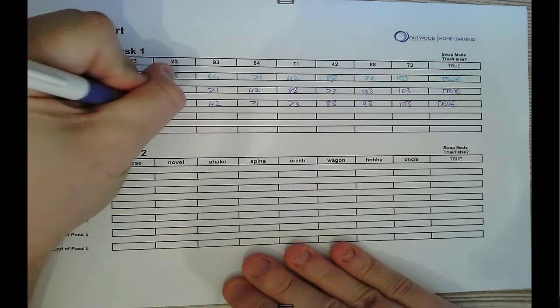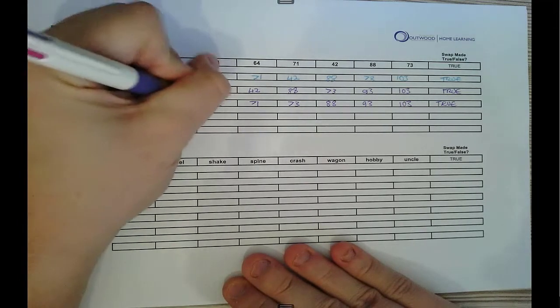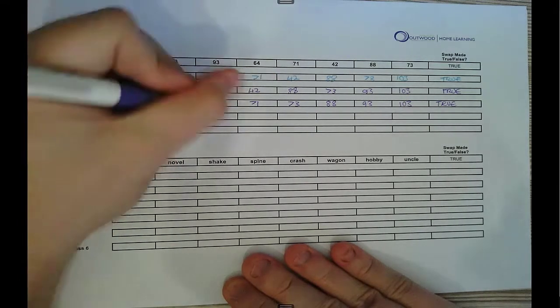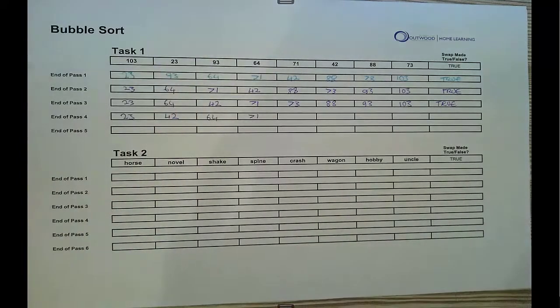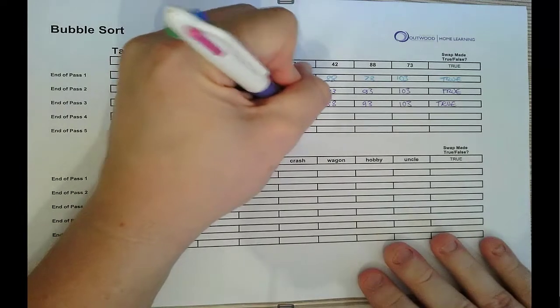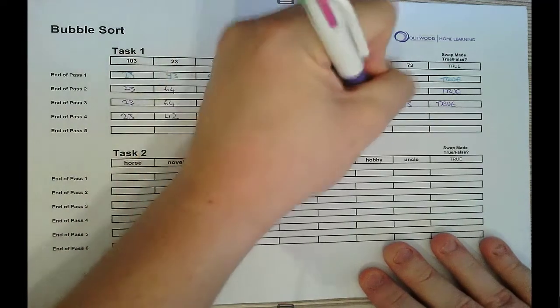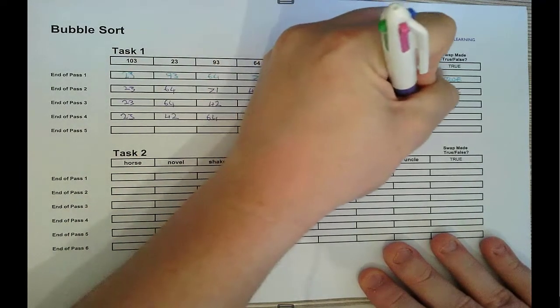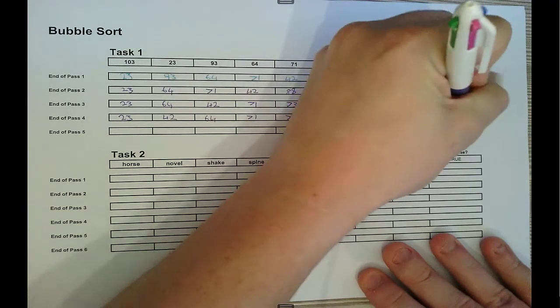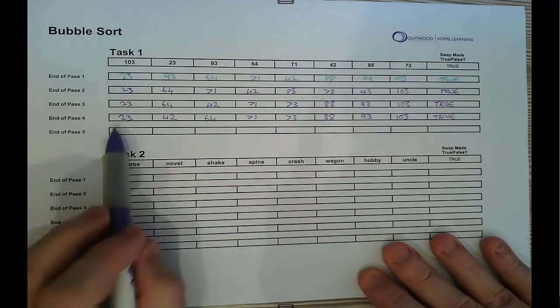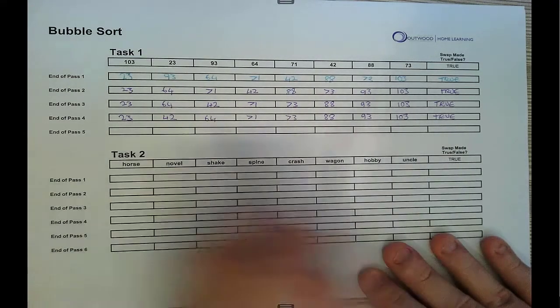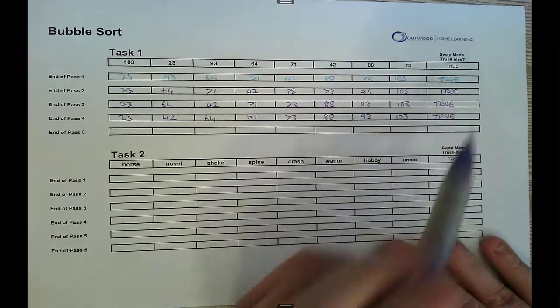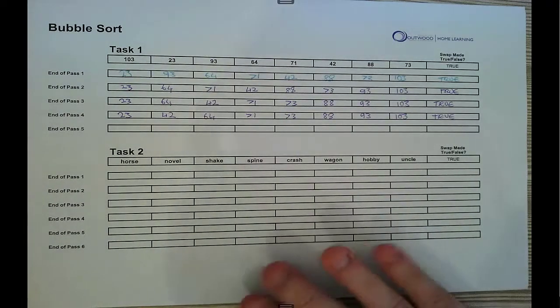64 and 42, well, they need swapping. 64 and 71, well, they're fine. 71 and 73, and then all the rest, when we compare them, are in order. But we did make a swap. At this point, we now know, looking at them as humans, that these are in order. But a computer doesn't, and because we made a swap, it looks at its variable and goes, a swap's been made, so we need to do it again.